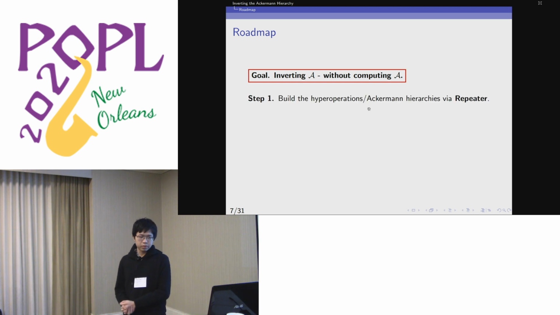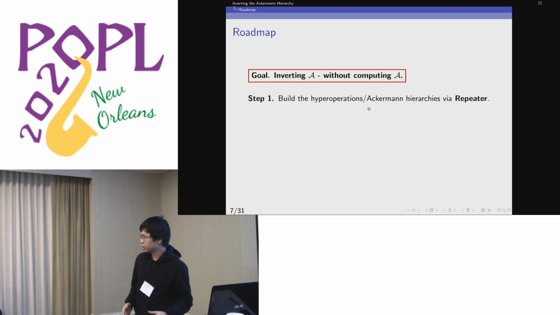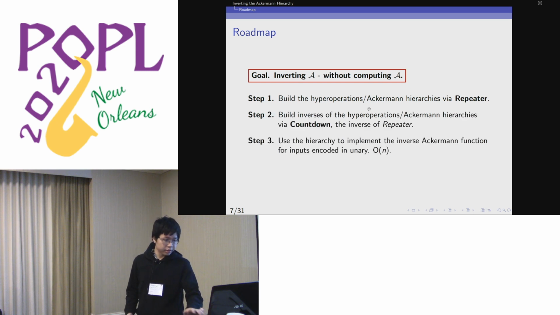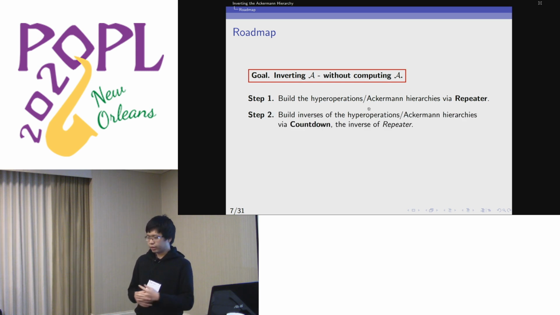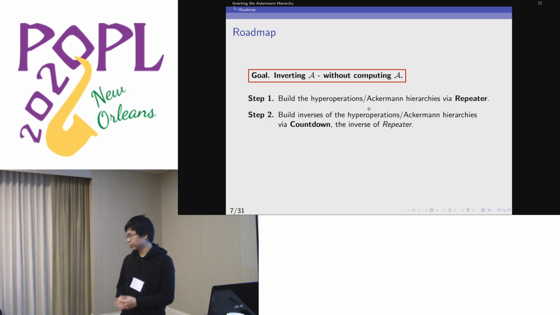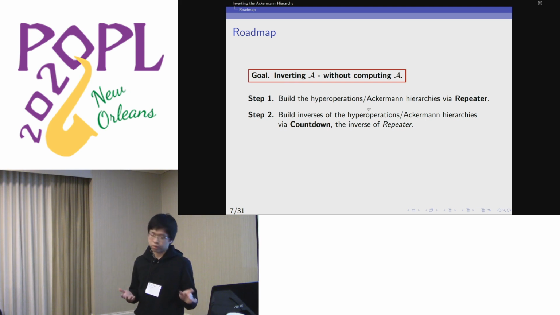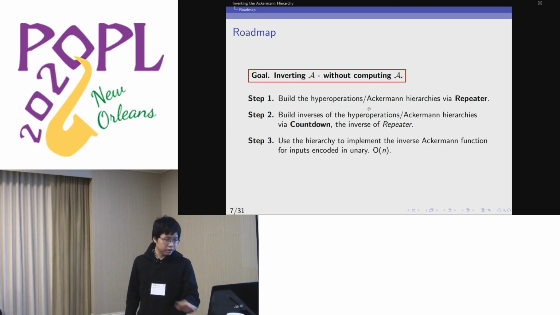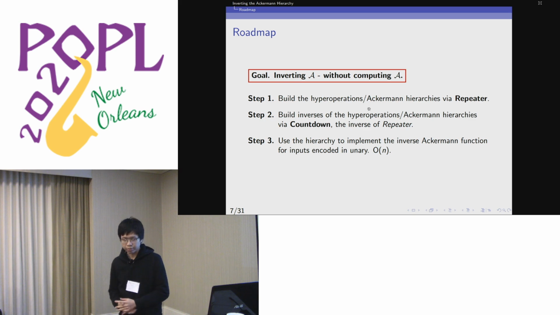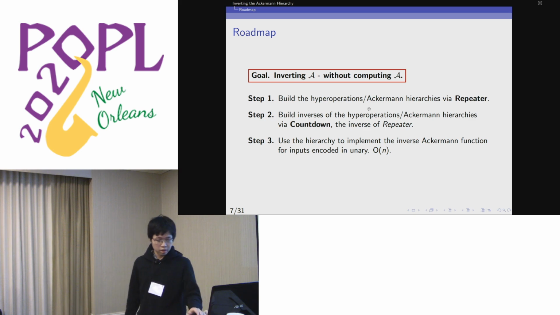The first step, we want to compute the hyperoperation and the Ackermann hierarchies in a more functional, more elegant way with something we call repeater. And then by inverting repeater, we can build the inverse towers independently from the original towers, and we call it countdown. And next, we go to the main business, which is to compute the inverse Ackermann function and prove that it runs in linear time. So let's get to step 1.